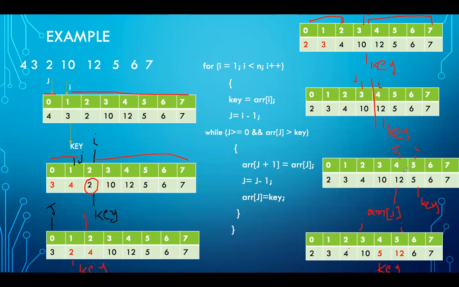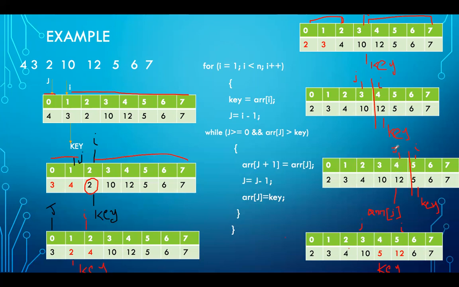Next, i will be incremented. The array is split like this now. Okay, this is the i part and this is the j part. So the key value is 5, and it will be compared with all these 5 elements. So 5 is less than 12, because 12 is greater than 5, so we need to exchange it. Okay, so we are exchanging, and again it needs to compare with all j elements.